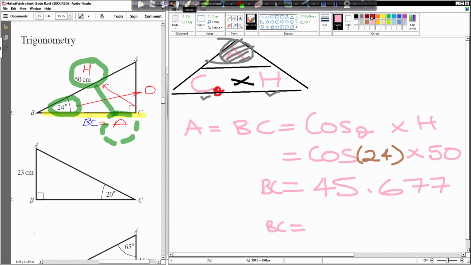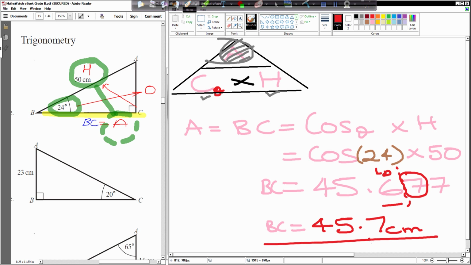So, red please. Okay, here's the first decimal place. Put a line down here. This is called my last digit. This is my decider digit. If the decider is 5 or more, we add 1. And it is 7, which is more than 5. So the answer will be 45.7 centimeters is the length of BC using the cos CAH part of SOH CAH TOA.